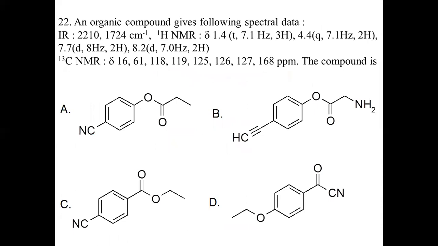So next we have one more problem. An organic compound gives the following spectral data, with IR, proton NMR and C13 NMR. Now when you look at these compounds here, at one go you can see that when you have aromatic, they have to be para substituted. And when you look at the compounds, all are para substituted. Fine.